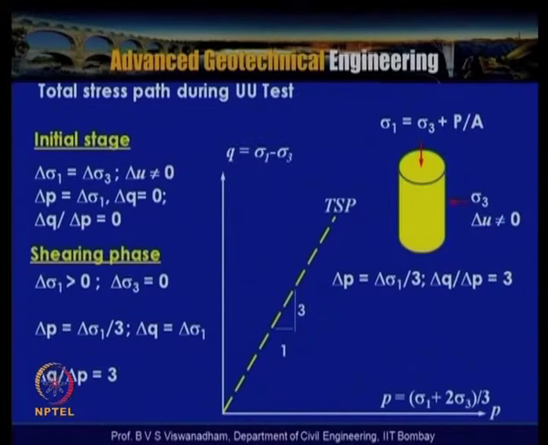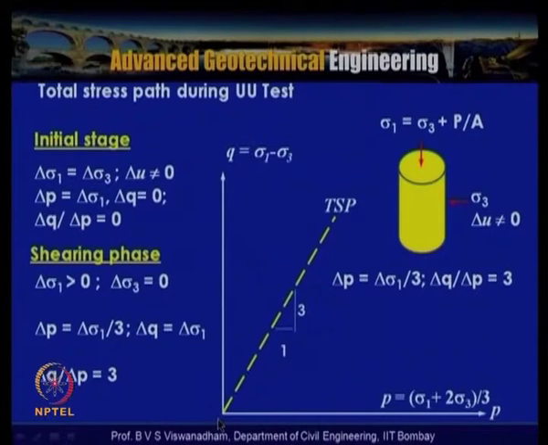The total stress paths during unconsolidated undrained triaxial tests are given here. In this case, neither in the consolidation nor in the shearing stage is there drainage, so the stress path starts directly here. This is a total stress path only, where sigma 1 is equal to sigma 3 plus P by A. Initially, delta sigma 1 is equal to delta sigma 3 and delta u is not equal to 0. So delta p is equal to delta sigma 1, delta q is equal to 0, so delta q by delta p is equal to 0 at this point.